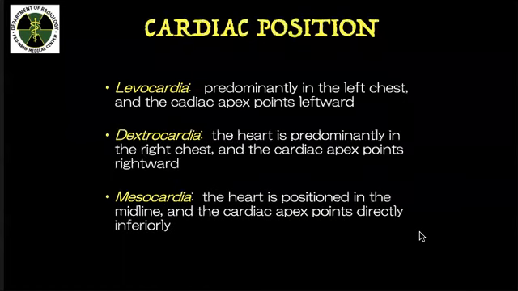Okay, so for the cardiac position, we have levocardia, dextrocardia, and mesocardia. For levocardia, the heart is predominantly in the left chest, and the cardiac apex points leftward. Then dextrocardia, the heart is predominantly in the right chest, and the cardiac apex points rightward. And then mesocardia, the heart is positioned in the midline, and the cardiac apex points directly inferiorly. Take note of the description of these cardiac positions.